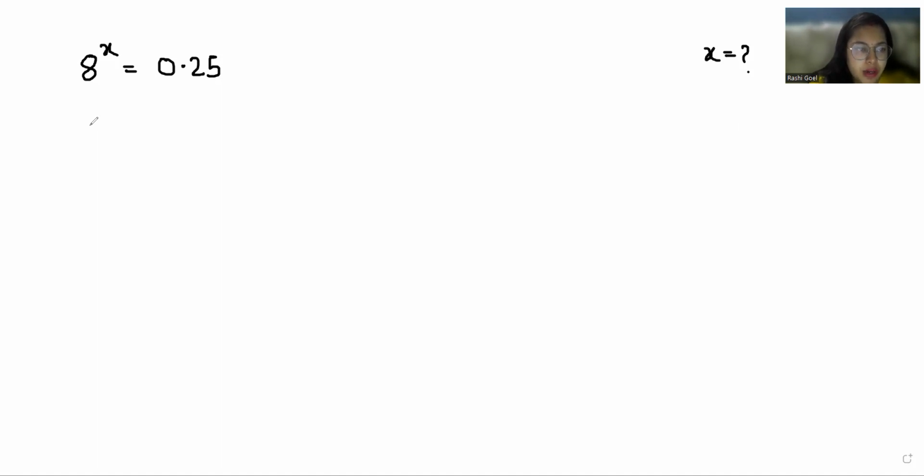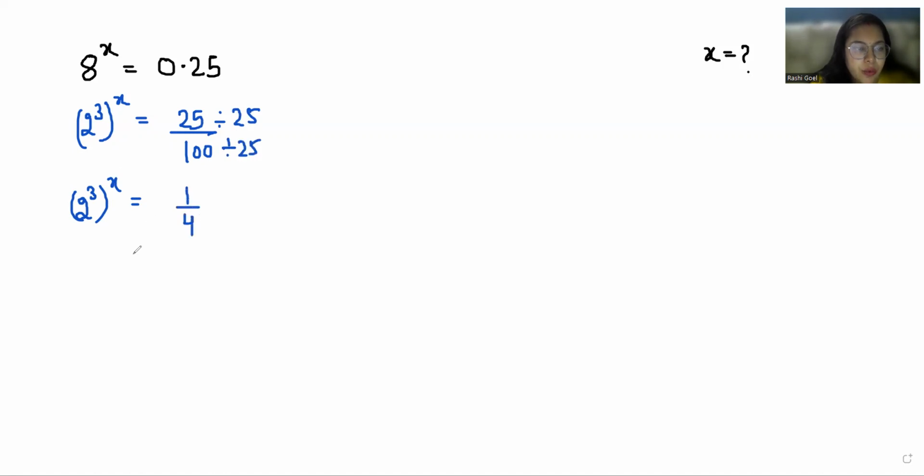So 8 power x, we can write it as 2 power 3 whole power x, and 0.25 as 25 by 100. So 2 power 3 power x is equal to 25 by 100. If I divide it by 25, it becomes 1 by 4. So 2 power 3 power x is equal to 1 by 4.